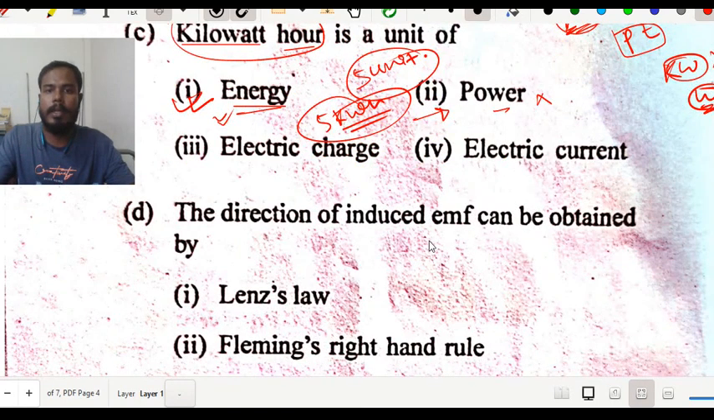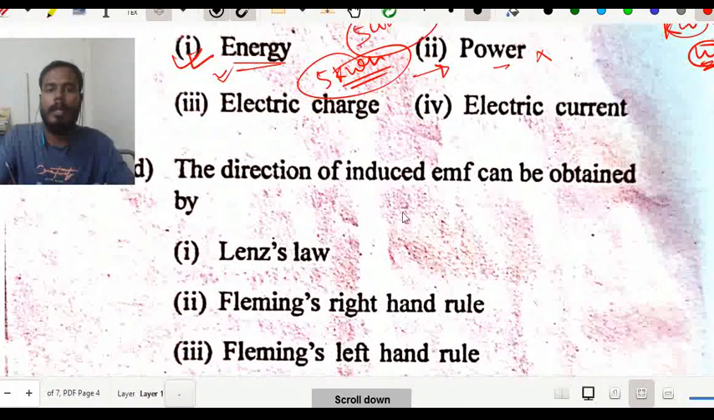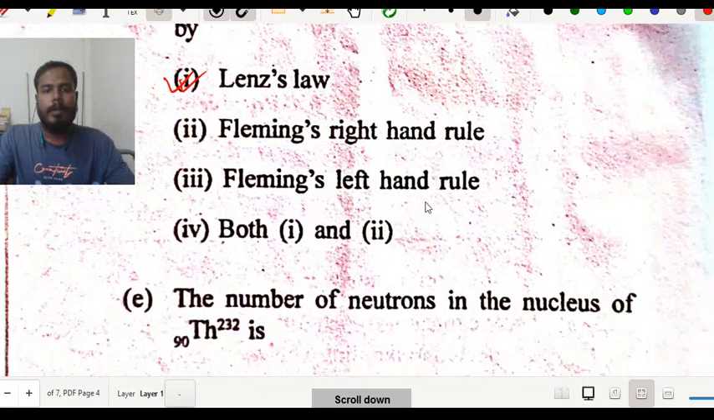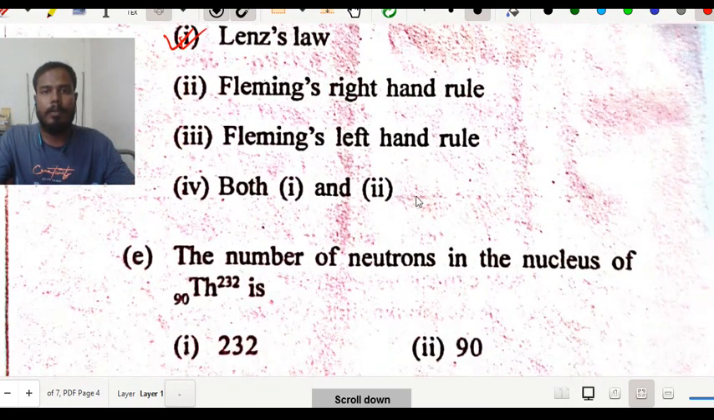Next question they are asking, the direction of induced EMF can be obtained by Lenz law. Okay, what does Lenz law say? The direction of induced EMF or current is such that it opposes the cause. Okay, so next question, option number 1 is correct.